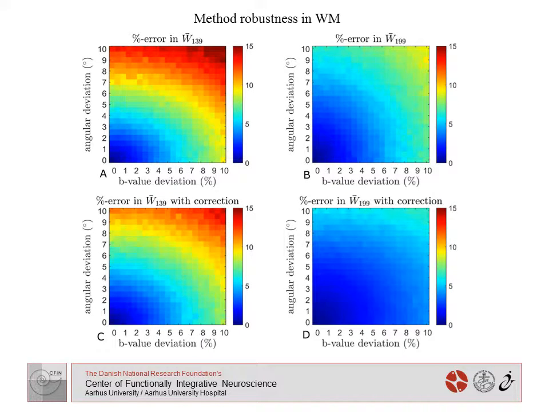The picture is the same in white matter, where again we see the 199 protocol to inherently be much more robust to imperfect encodings compared to the 139 protocol. This is A and B, and in C and D we show the effect of applying this correction scheme to the 139 case in C and the 199 case in D. As in gray matter, we see that correcting 139 datasets is possible but not very efficient, whereas the correction scheme is very efficient for correction of 199 data, even for cases where the deviation from perfect encoding is quite severe.